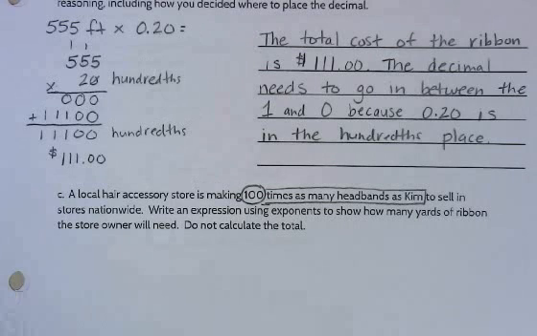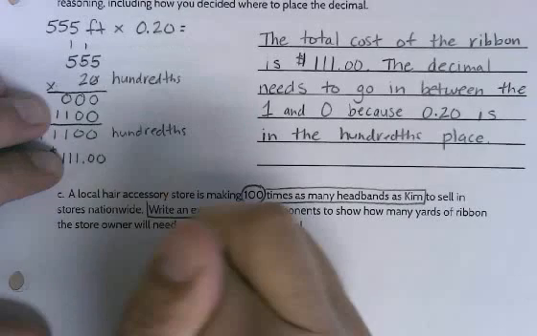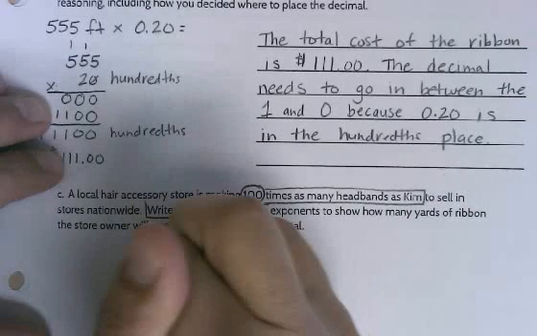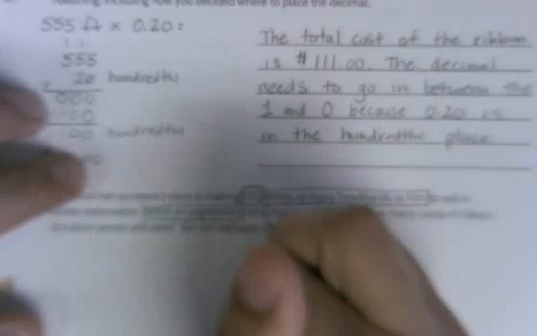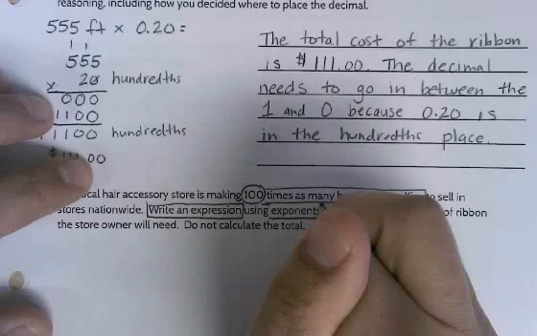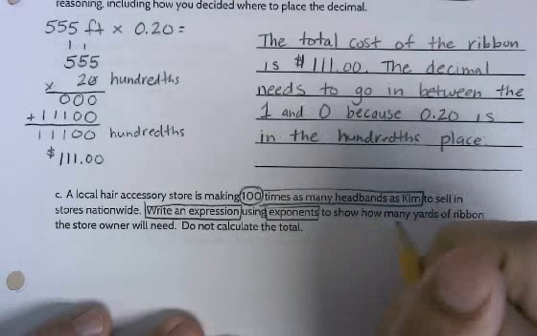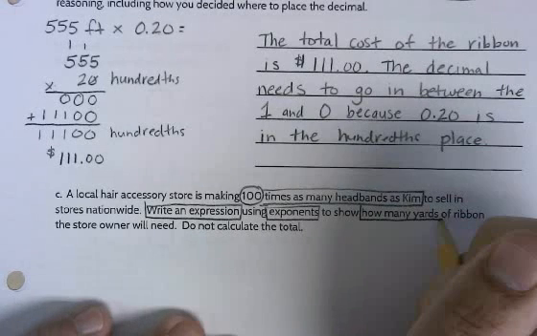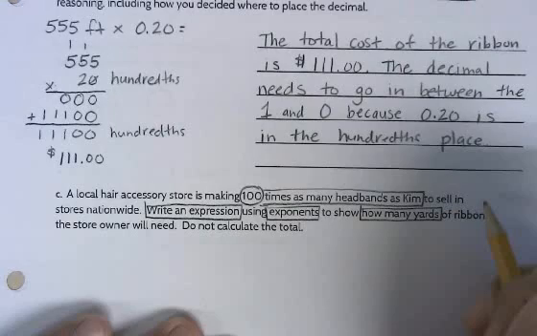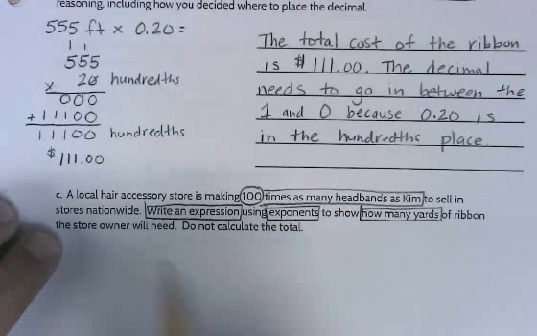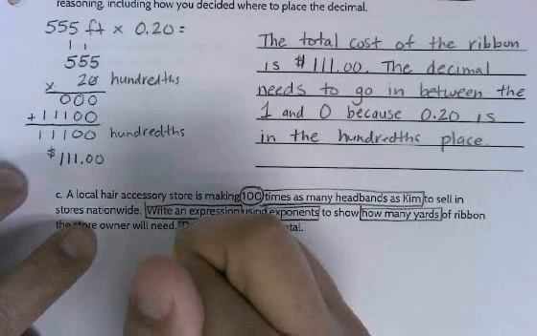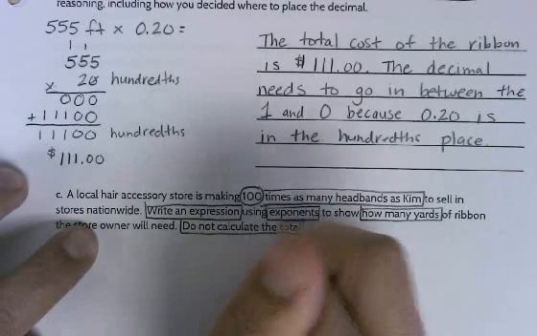So what do they want us to do? They want us to write an expression. Let's write the problem out. They want us to use exponents to show how many yards of ribbon the store owner will need. Do not calculate the total. I don't want an answer. I want you to just set up the problem.